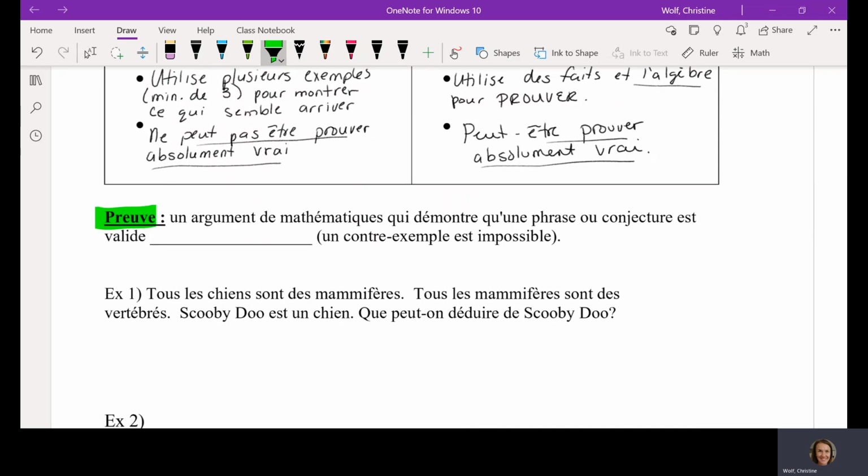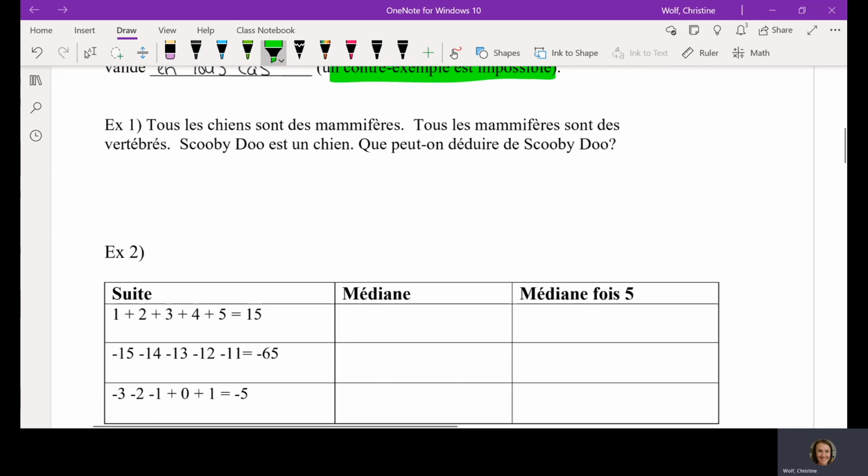Okay, so une preuve, c'est un argument de mathématiques qui démontre qu'une phrase ou conjecture est valide tout le temps ou toujours ou valide en tout cas. Okay? So it's always, always, always true, meaning c'est impossible de trouver un contre-exemple. We cannot find an example that proves it to be untrue. Okay, so un exemple très simple ici.